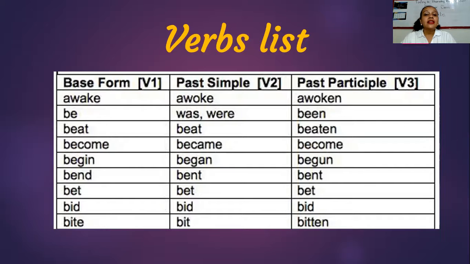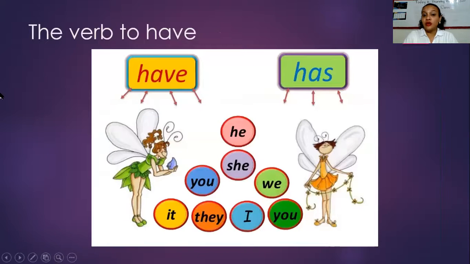Okay, we're going to begin with the first two verbs and another verb called to have. That is a very common verb used in English. Okay, the verb to have. So how can you say you are having something with the verb to have? But we don't say have in all cases or with all the personal pronouns.